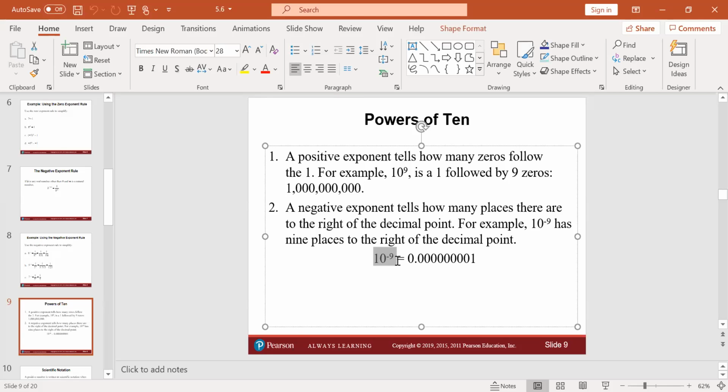10 to the negative 9th is interesting. It tells you how many total decimal places will happen after the decimal point. So 1, 2, 3, 4, 5, 6, 7, 8, 9. And so positive and negative powers of 10 work differently. Keep in mind, raising 10 to a negative power does not make the actual number itself turn out negative. Remember, it's just like you're dividing by 10, 9 total times. So that's a common misconception.